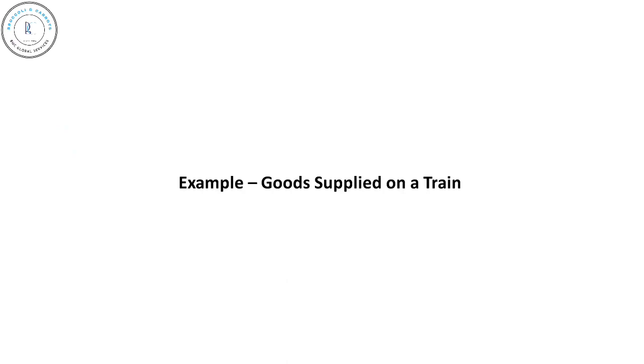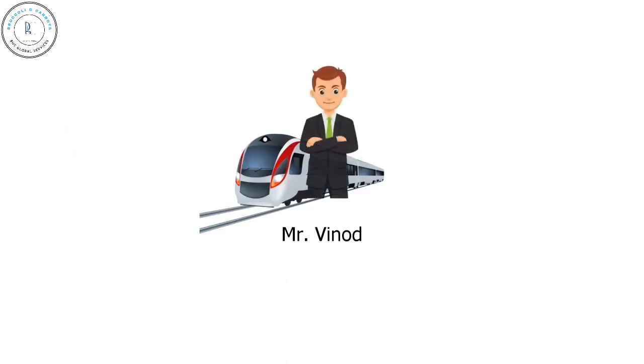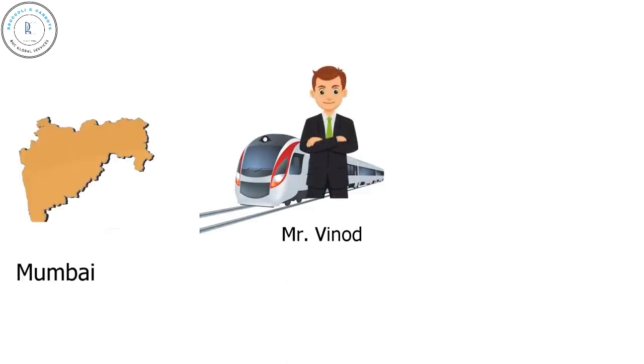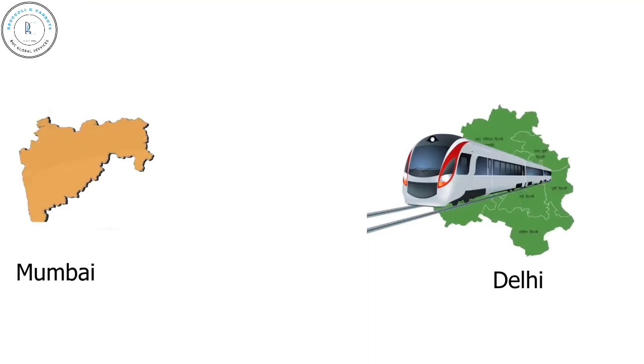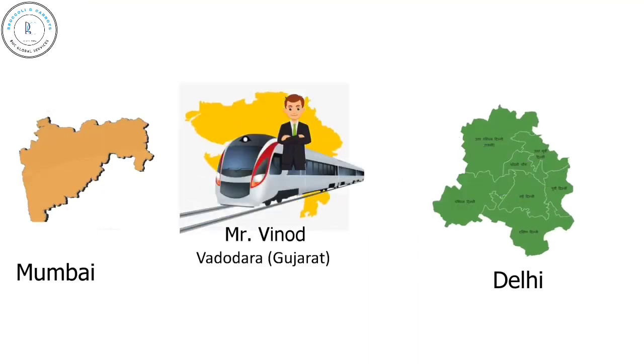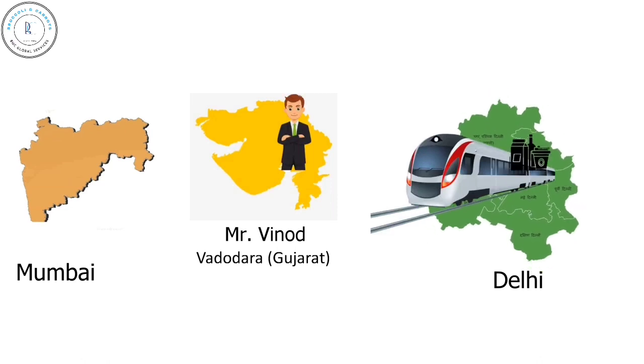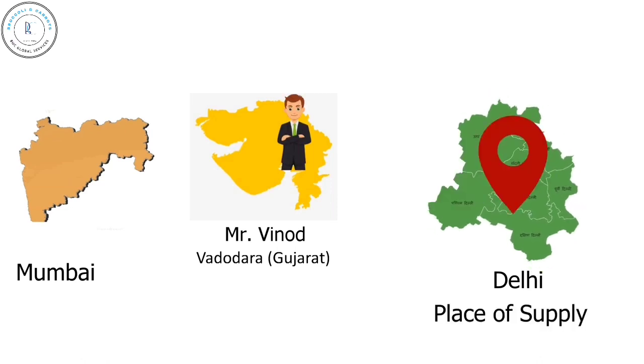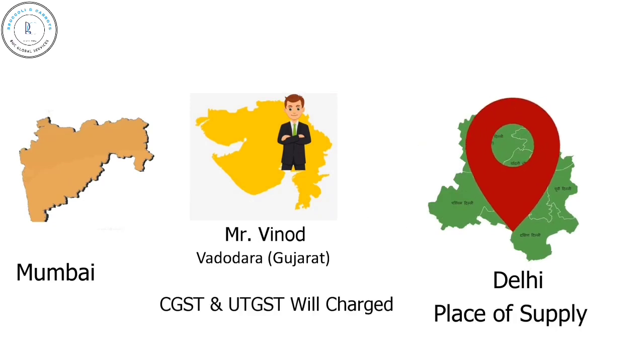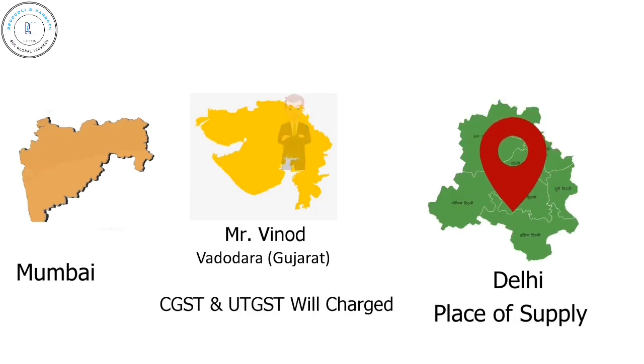Example of goods supplied on a train. Mr. Vinod is traveling to Mumbai via train. The train starts at Delhi and stops at certain stations before Mumbai. Vinod boards the train at Vadodara, Gujarat, and promptly purchases lunch on board. The lunch had been boarded in Delhi. The food items were loaded into the train at Delhi, so place of supply becomes Delhi. CGST and UTGST will be charged.